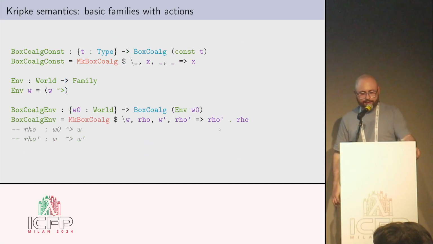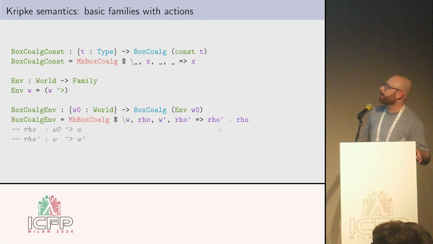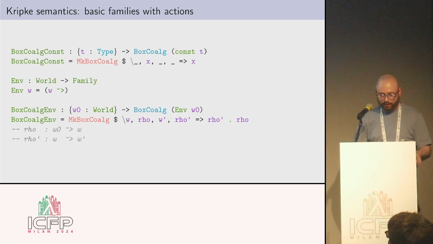So let's look at some basic families. The most basic family, I think, is just the constant family. No matter what world we're in, we're always just constantly a type T. For the box coalgebra structure here, you can see I'm ignoring basically everything and just always returning the same thing. So we capture that intuitively here.